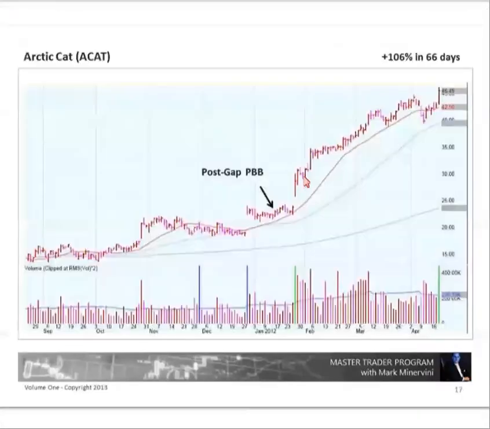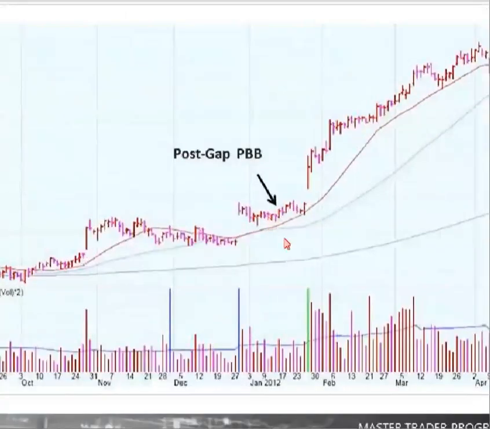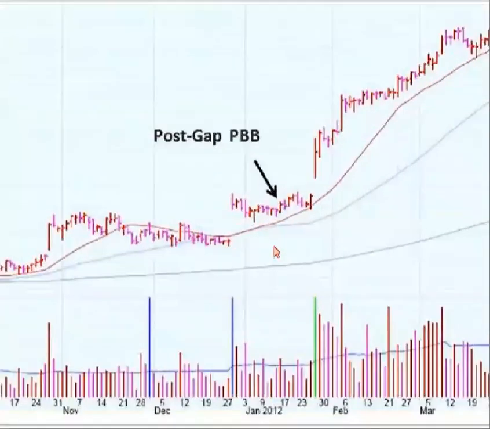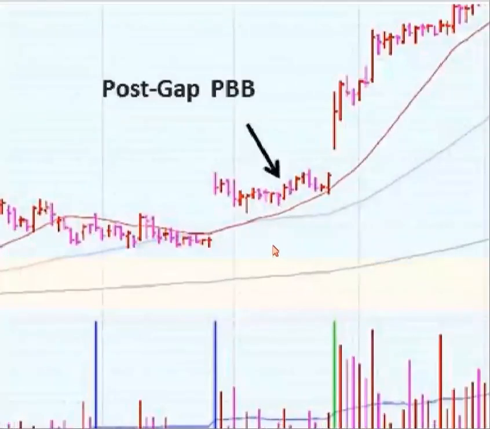Here's another post gap play. In this particular situation, the stock had already gapped and then moved sideways, went into a natural reaction. Sometimes I'll use a pullback buy to buy a natural reaction. Maybe it has earnings and I'm not willing to go in and take the earnings risk, or it gaps too big for me to buy it on the earnings.